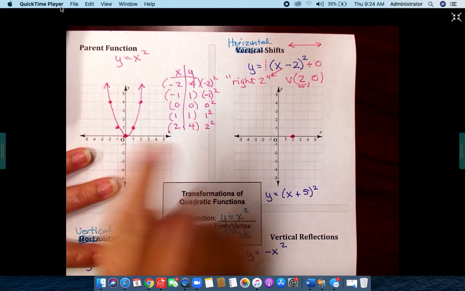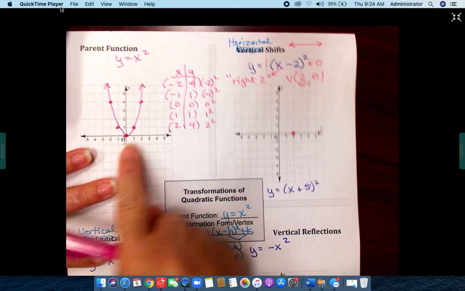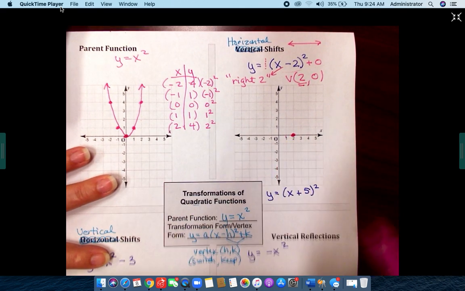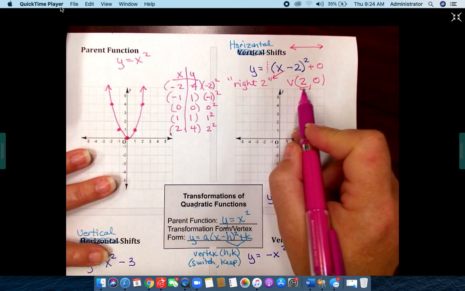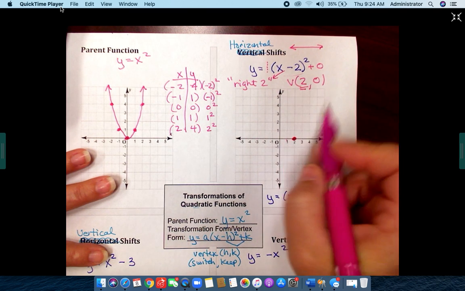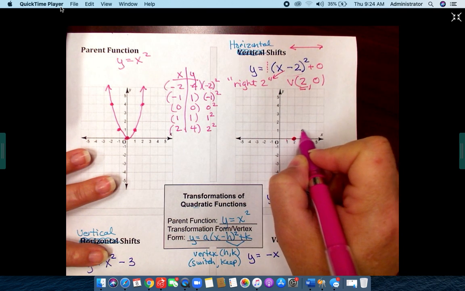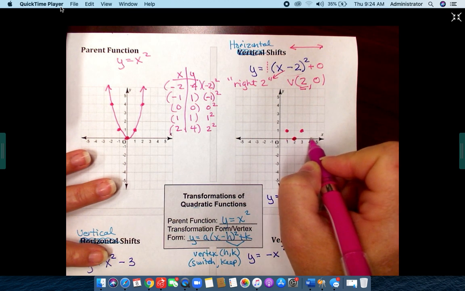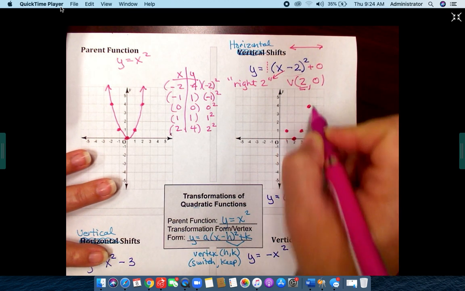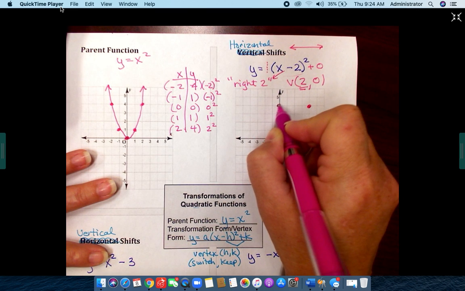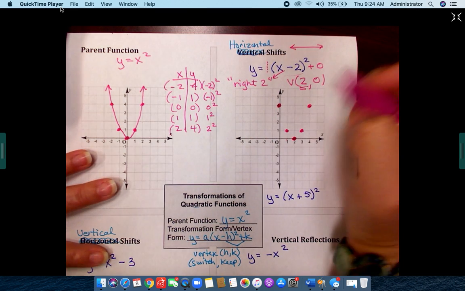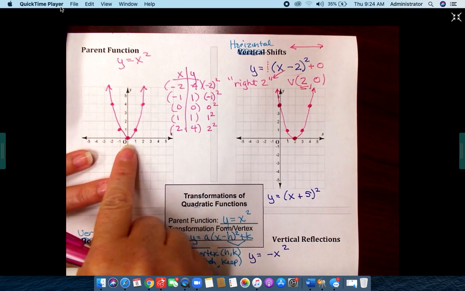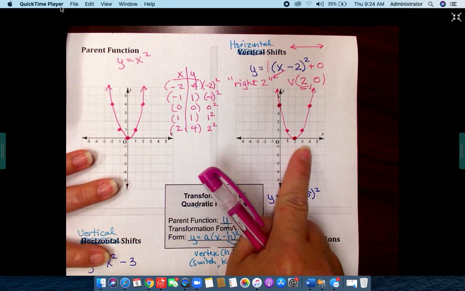So that means I'm going to take this parent function and copy it, but I'm shifting the vertex and every other point right 2. So to graph this, our vertex is at (2, 0), again from switch keep. And I'm going to go out 1, up 1 on either side, back to the vertex, out 2, up 4 on either side. And I have now shifted my parabola, this parent function, right 2.